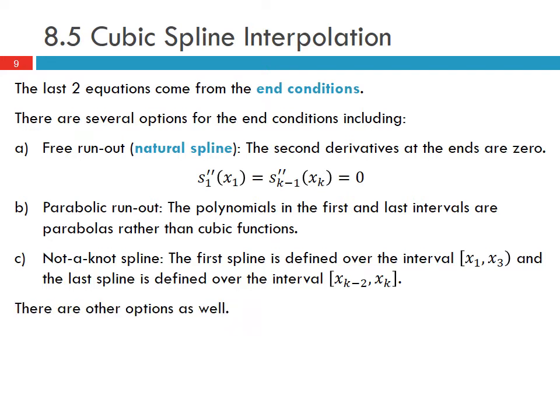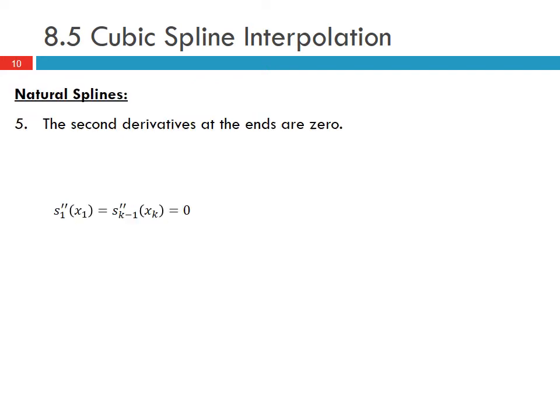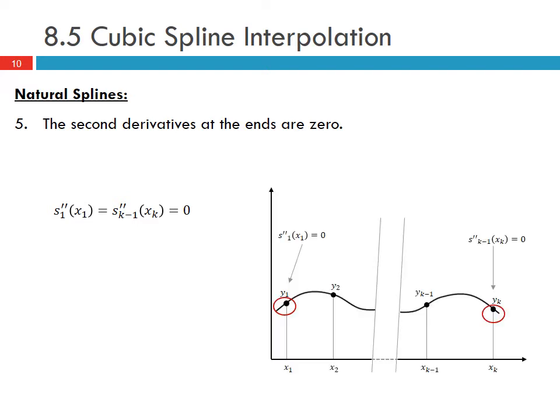And there are other options as well. So here we will just briefly discuss option A as well as option C. For the natural splines, the second derivatives at the ends are equal to 0. So this means that at our endpoints, the second derivative of S1 is equal to 0, and the second derivative of S at k minus 1 is equal to 0. So this means we get 4 times k minus 1 equations in total.